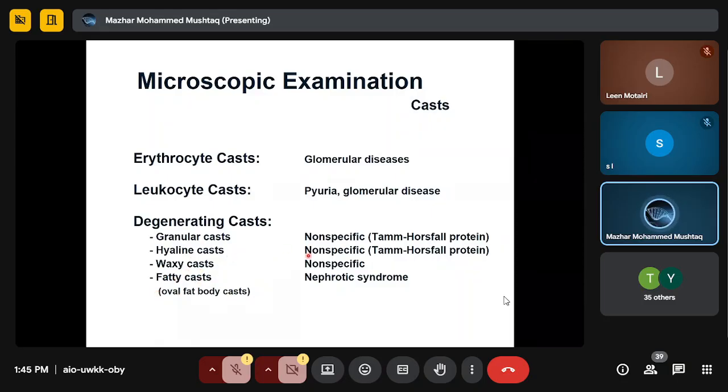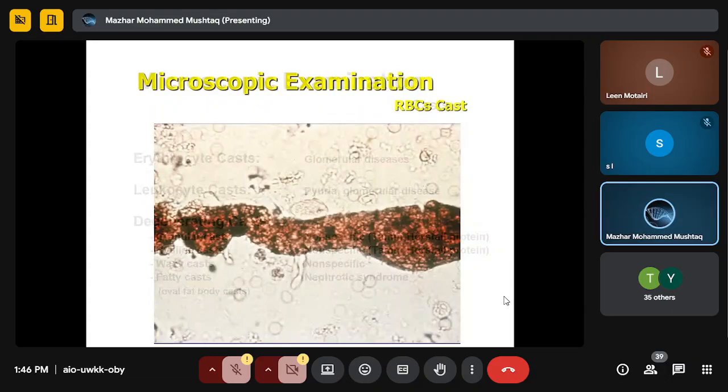So all these are indicative of some sort of disease, for example the nephrotic syndrome, and they can be non-specific also. So just the name of the cast and their shape. I will show you the shape now. For example, this is a red blood cell cast.